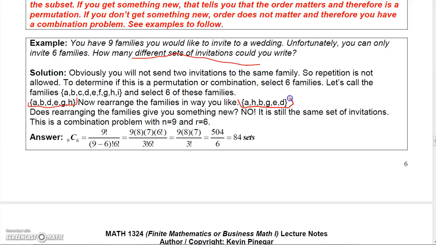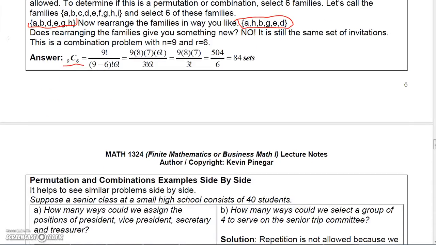Is that the same set? Would we be sending the same set of invitations? Yes. Rearranging the order does not change the problem, so therefore we didn't get anything new. So this would be a combination problem of out of 9 families, choose 6. So this would be 9 choose 6, and you could just do that on your calculator or do it by hand to get that there's 84 sets.